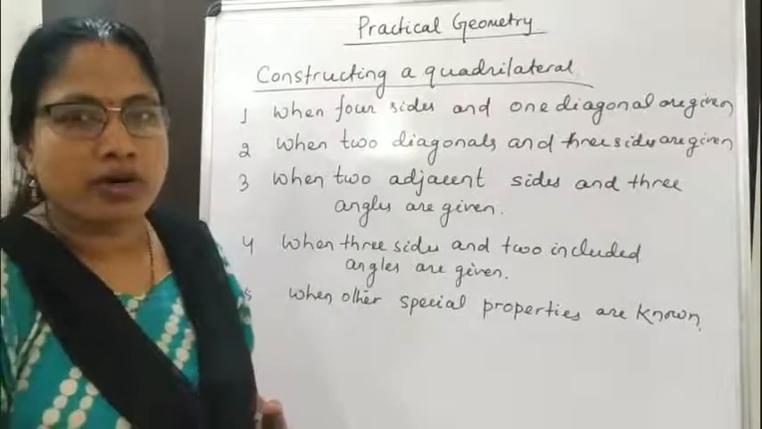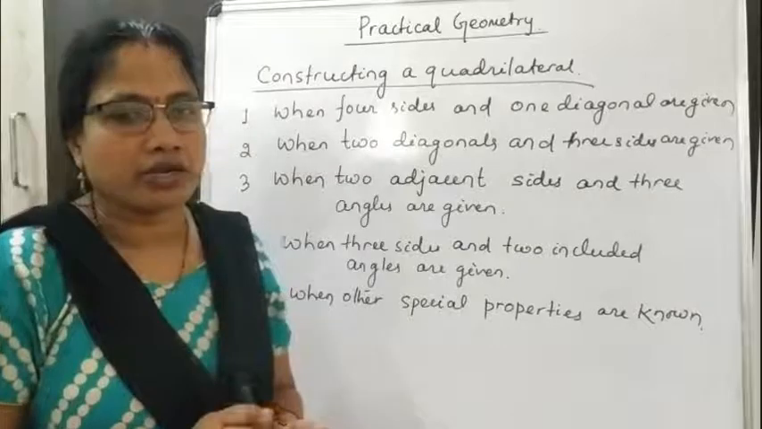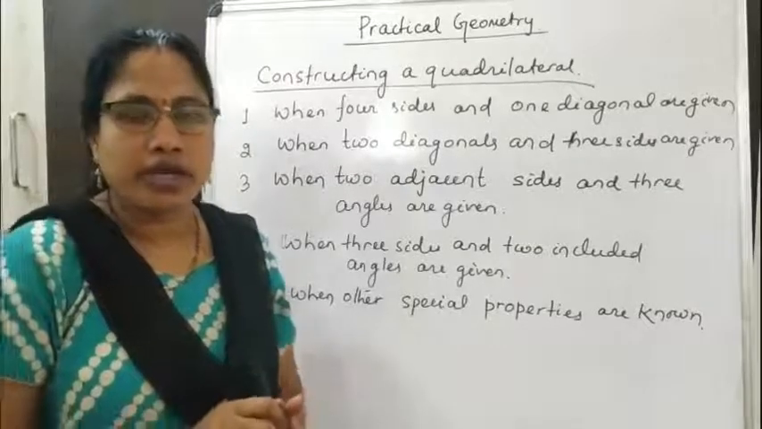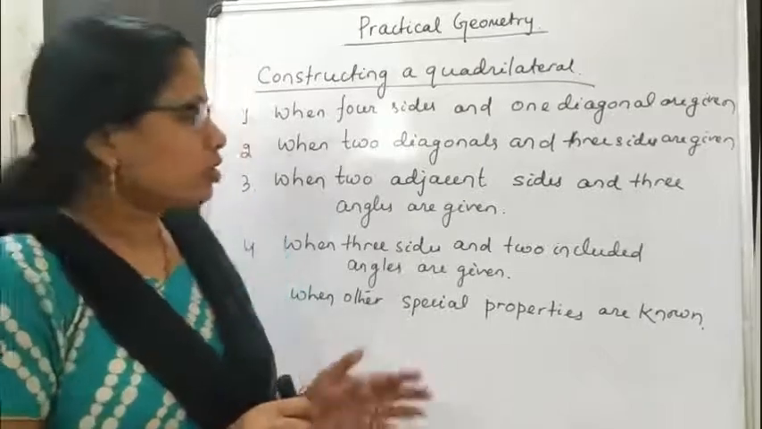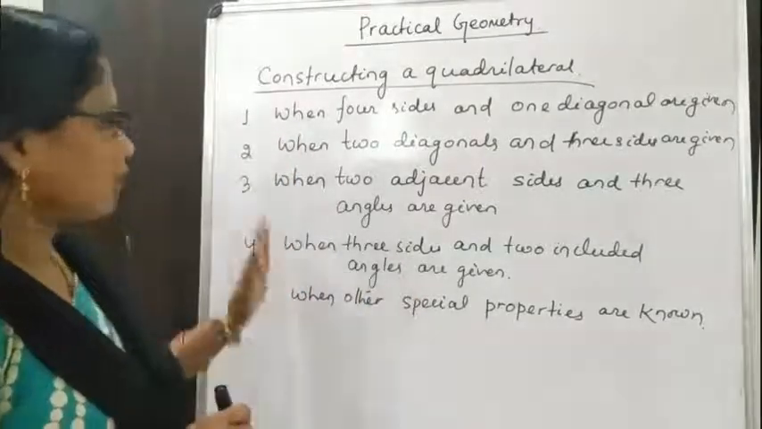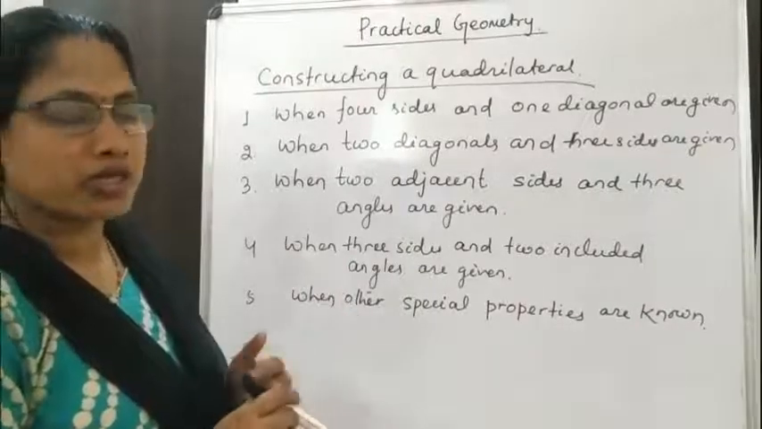As you know, a quadrilateral has 10 parts: 4 sides, 4 angles and 2 diagonals. So we need 5 parts to construct a quadrilateral. So these 5 givens should be there so that we are able to construct a quadrilateral.